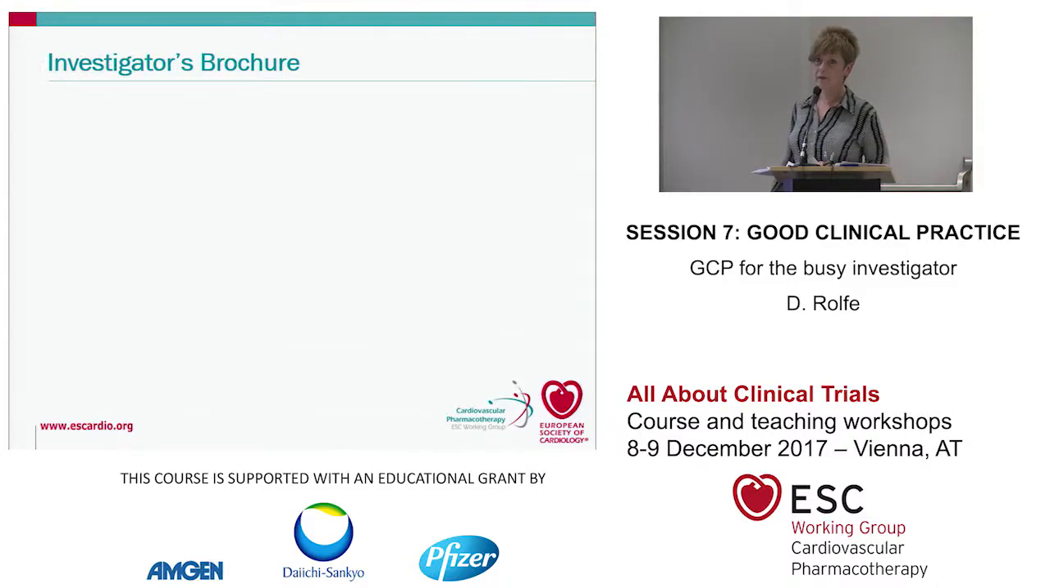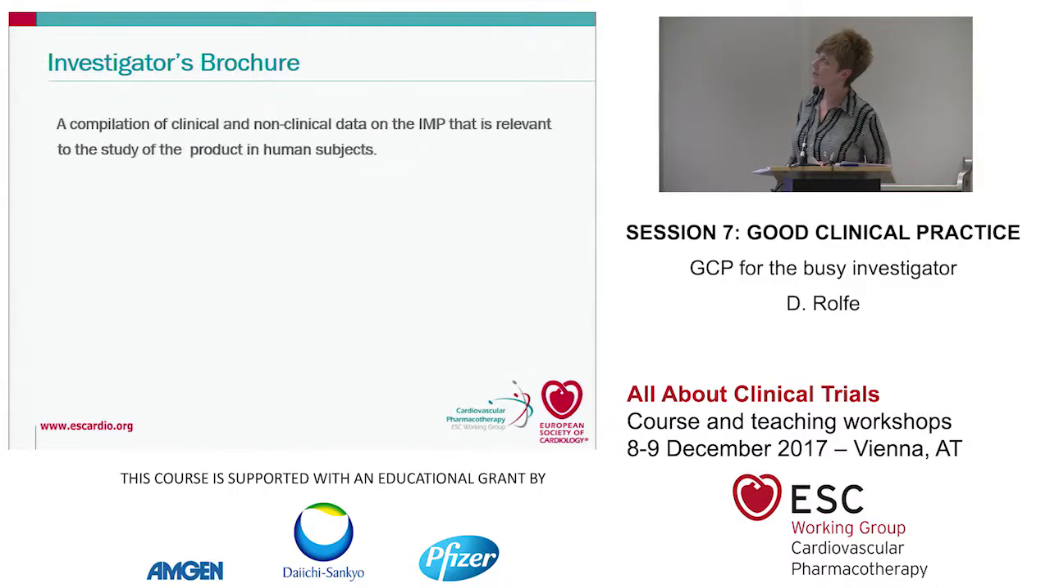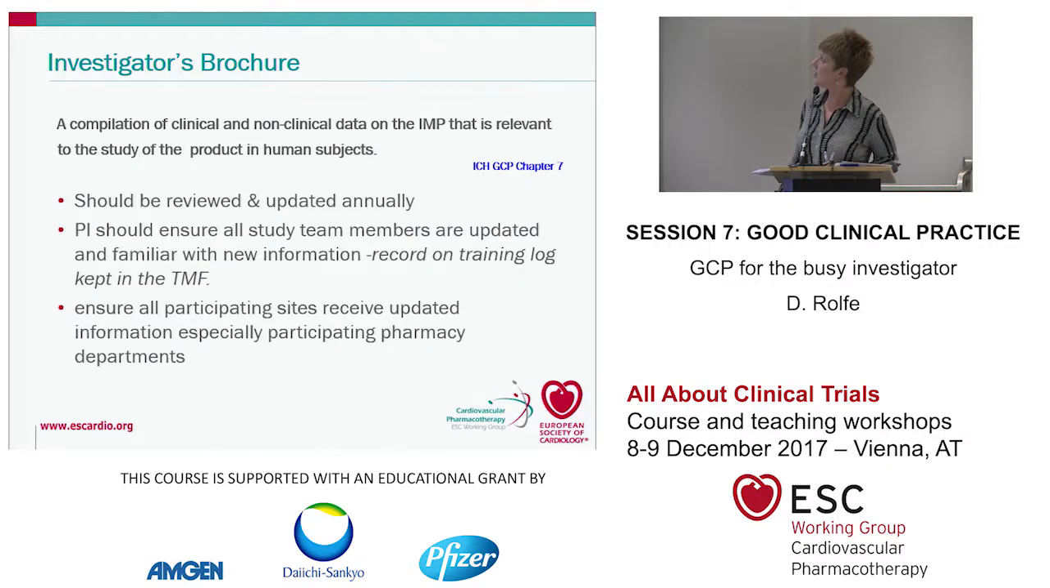So to support that information, you have the Investigator Brochure. It's a compilation of clinical and non-clinical data on the drug that is relevant to the study of the product in human subjects. Chapter 7 of the ICH GCP guidelines actually gives you the structure of what an investigator brochure should contain. So it's well worth looking at.